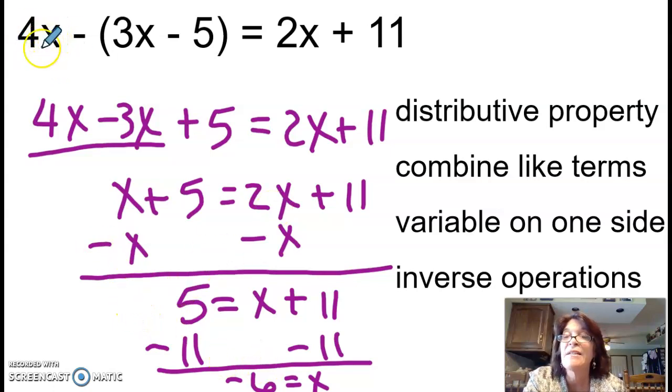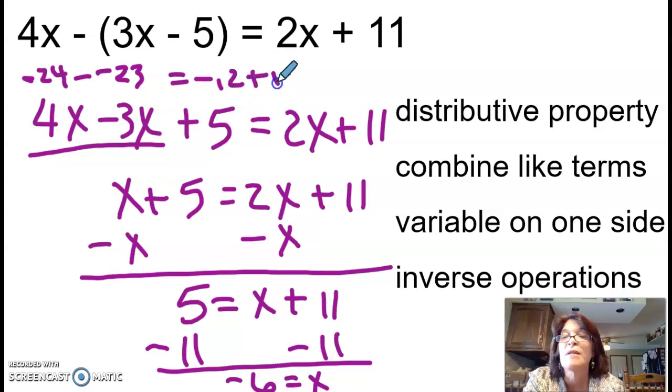4 times -6 is -24. Minus 3 times -6 is -18. -18 minus 5 is -23. So minus -23 equals 2 times -6 is -12 plus 11.